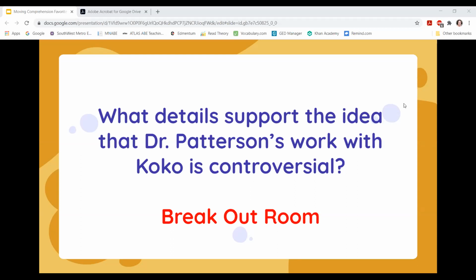Okay, so at this point, we're going to give you about 7 minutes in a breakout room to discuss what details support the idea that Dr. Patterson's work with cocoa is controversial. So this is a text-dependent question. We are going to ask you to refer back to the text, and you can just jot down details, words, or quotes from the text that support the idea that this was a controversial project.